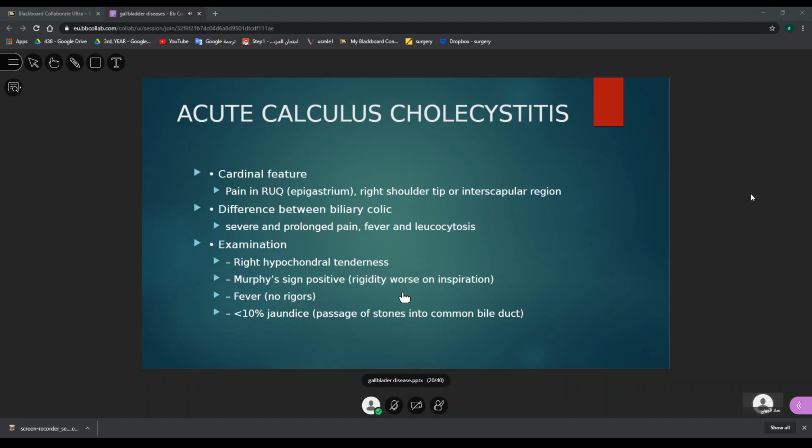Is there any inflammation of the gallbladder because of no stone? Yes. There is another entity which is called acute acalculus cholecystitis, which is acute inflammation of the gallbladder because of no stone. No stones inside the gallbladder, but there is an inflammation. So acute calculus is an inflammation of the gallbladder because of a stone inside.